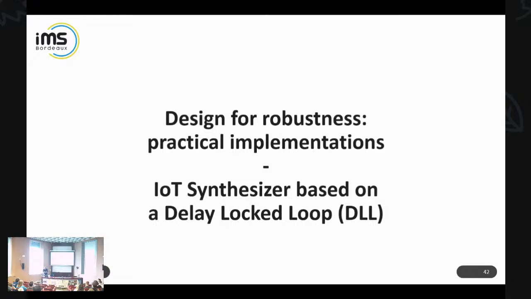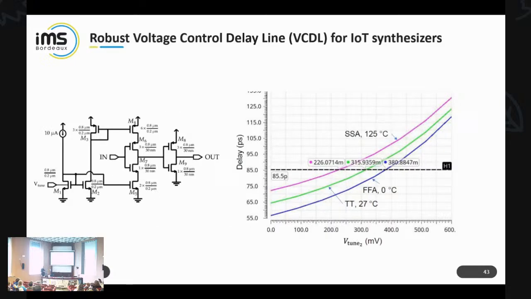Okay, let's talk about another IoT synthesizer based on a delay locked loop, not on a PLL this time. So here we work on the reproducibility of the delay element. To be sure everything will work in our synthesizer, we were requiring 85 picoseconds. A lot of work has been done on every dimension here, and you can see that only three have been used. With small and fast, but also temperature, we can be sure that the tuning of this body bias once again will allow us to guarantee that the circuit will fulfill the specification regardless of small slow or fast slow fast, so every corner will be okay.